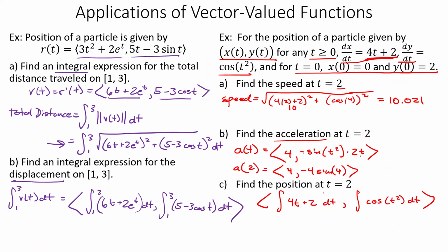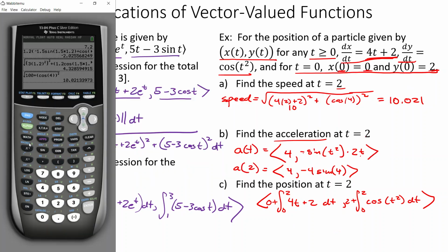So we want position at 2, and we know it at 0. So we're going to go from 0 to 2, and we're going to add to this our initial position, 0. And this one's also going to go from 0 to 2, and we're going to add to it our initial position, so plus 2. And then we just got to work out each of those. So I'm just going to go to the calculator. Math 9. We're going from 0 to 2 of 4, well, we can use x instead of t. It looks like I'm using theta instead. Oh well, plus 2 theta. All right, cool. We get 12.